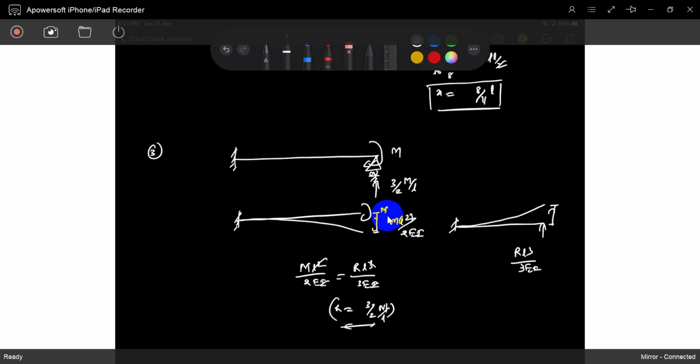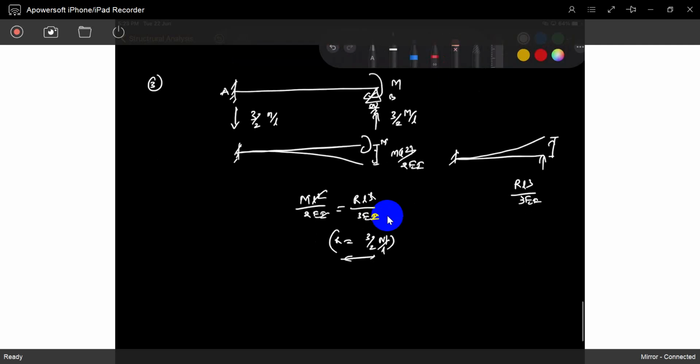So there are no vertical loads. So automatically it will be the same 3 by 2 M by L, because the sum of Fy equals 0, there are no vertical forces at all. So if B has a reaction, A also has a reaction, because A plus B equals 0.